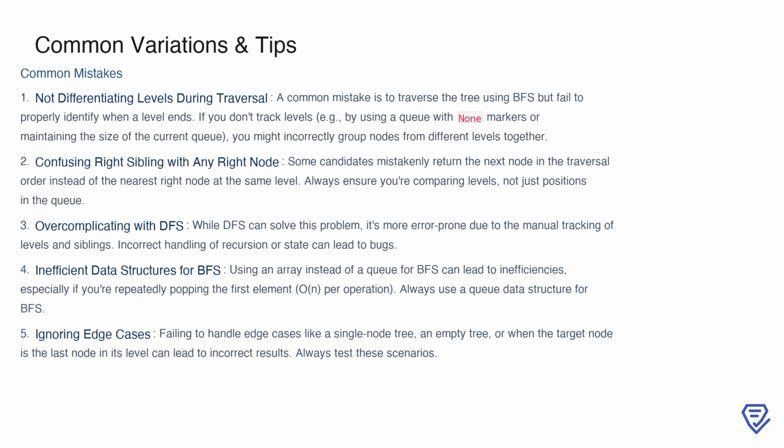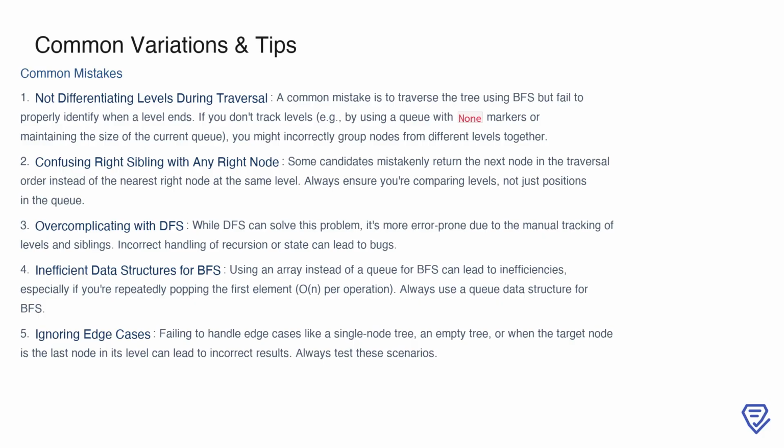It's important to ensure that you're comparing nodes at the same level, not just relying on their sequence in the queue. Additionally, some candidates overcomplicate things by using DFS, which requires manual tracking of levels and siblings. Due to the recursive nature of DFS, it's easy to mishandle the state and introduce bugs.